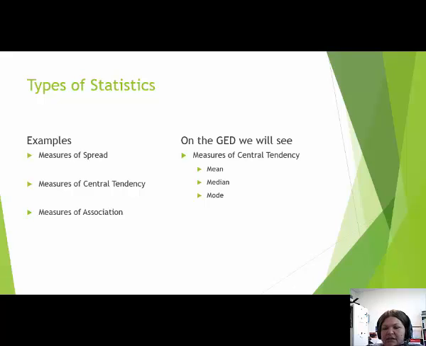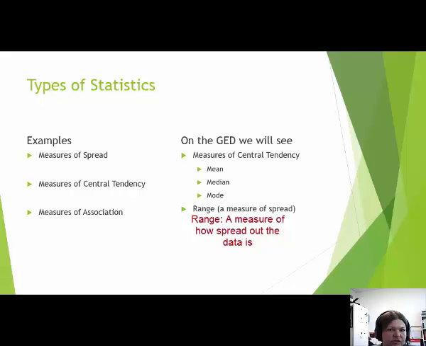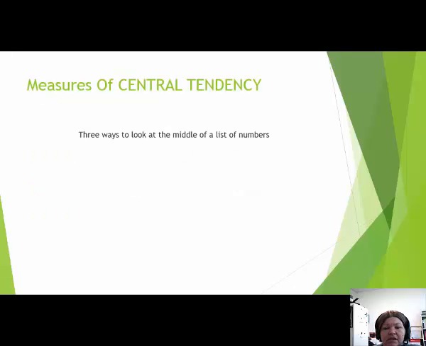Okay. And then the only other thing we're going to be looking at today is range, which is one of the measures of spread and the only measure of spread that we're going to see on the GED. And like I said, we'll leave measures of association for another day. But range is something we're going to look at today. So first, before we move on, I just want to talk about what are these measures of central tendency.